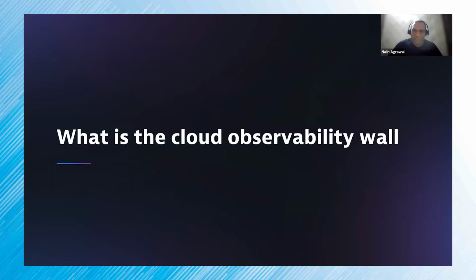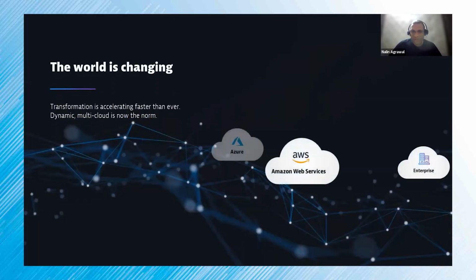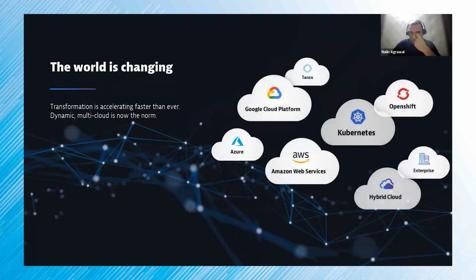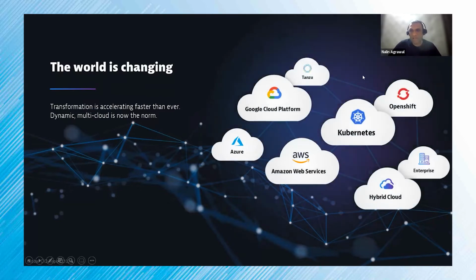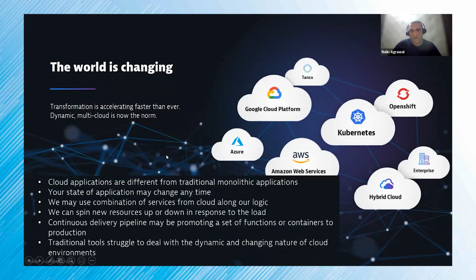So what is the cloud observability wall? What we have realized is that in this changing world, when you move into the cloud world and you start adopting multi-cloud or multi-data center strategies, there are a lot of issues with it. And the old ways do not work, because these applications do not function like a monolithic app where you have a single web app and DB and it connects to the end user, etc.